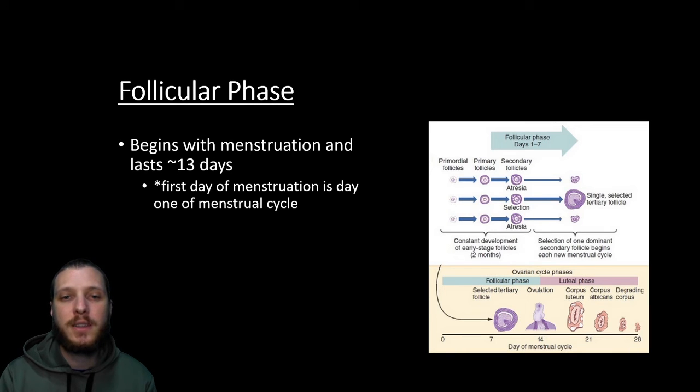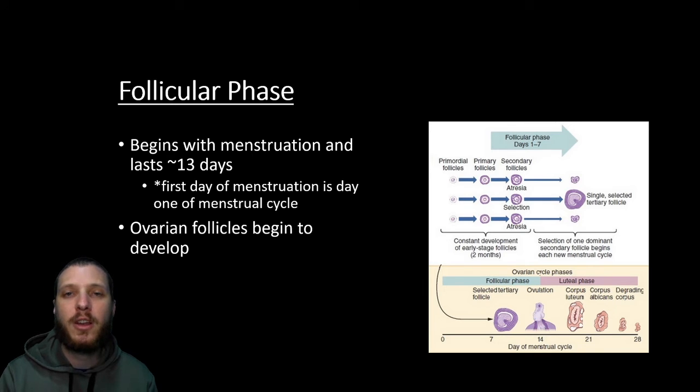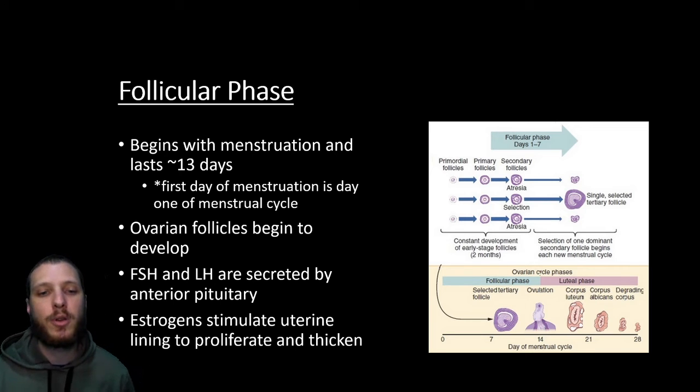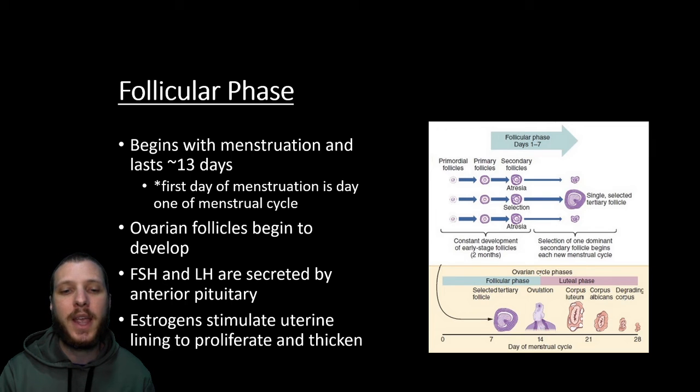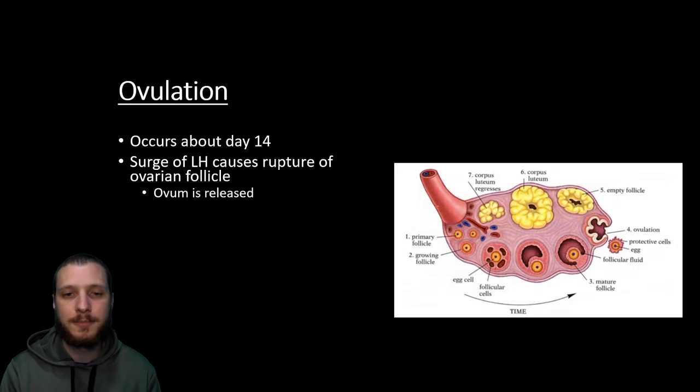So looking at the first phase, the follicular phase, this begins with menstruation and lasts for 13 days. So it starts the first day of menstruation as day 1 of the menstrual cycle. This is when the ovarian follicle begins to develop. If you remember when we looked at the ovary, we have that tiny primordial or primary follicle that starts, and it's going to become larger until we develop into that ovum. At this point, we are releasing both follicle-stimulating hormone and luteinizing hormone from the anterior pituitary, and this is what's going to create estrogen to stimulate the uterine lining to proliferate and thicken and prepare for the possible fertilization or implantation of the fertilized egg.